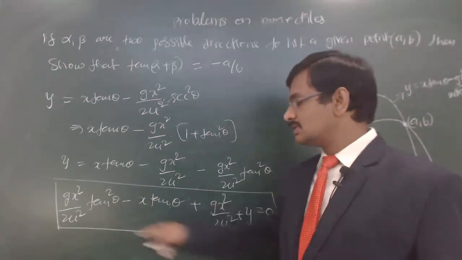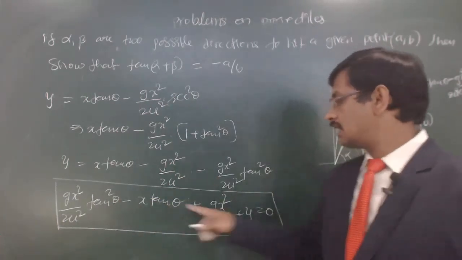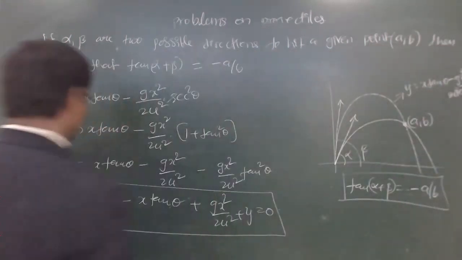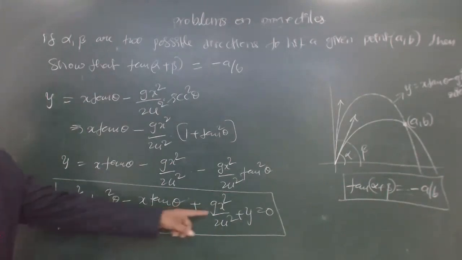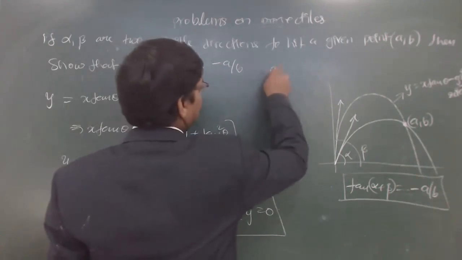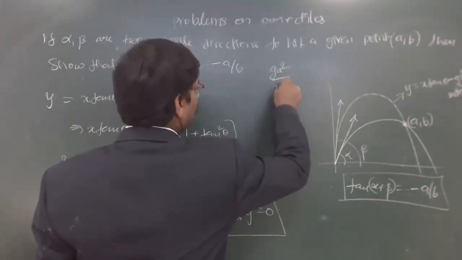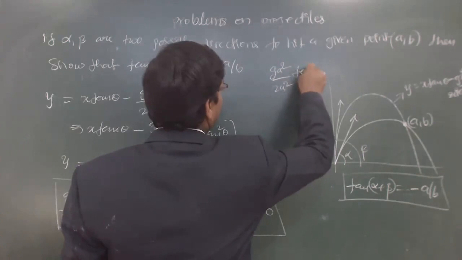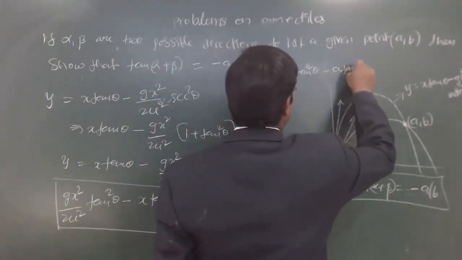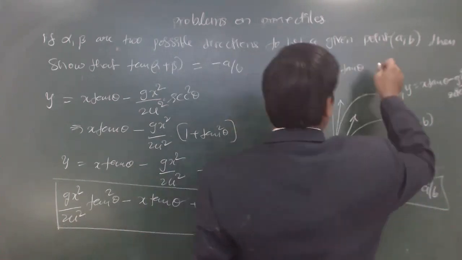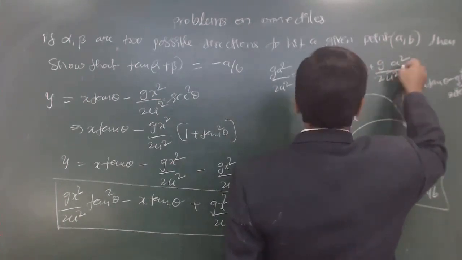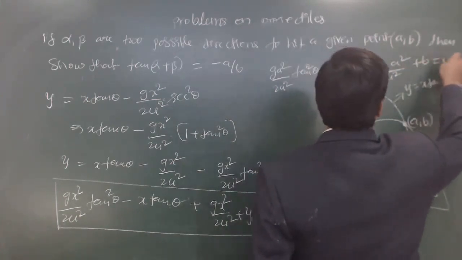This equation is getting satisfied as long as this point passes through this particular equation. That means if I replace x with a and y with b, then this equation is going to be g a square by 2u square tan square theta minus a tan theta plus g a square by 2u square plus b equal to 0.